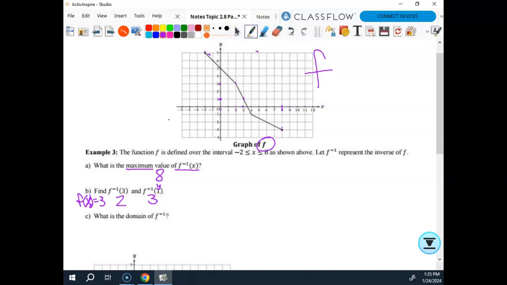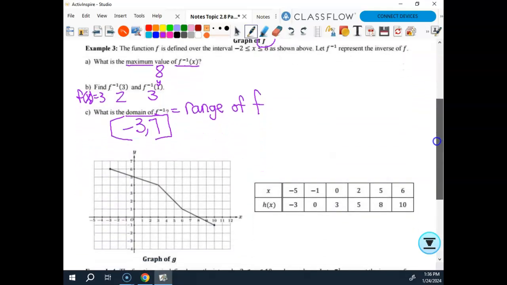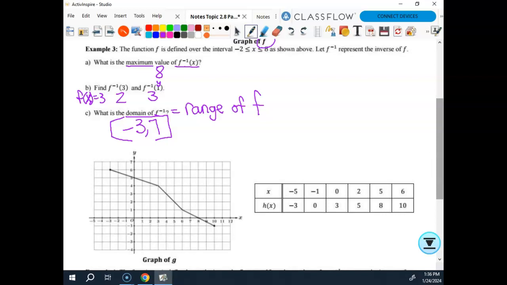Then I'm asked for the domain of F inverse. So the domain of F inverse is equal to the range of what? Of F, okay? So from this graph, can you figure out the range of F? Where do we start? -3. We start here at -3, right? And we go until where? 7. Do I include both of these? Yes, I do. Domain and range, literally just switch places. Okay. What questions you got on that? We good? Okay.